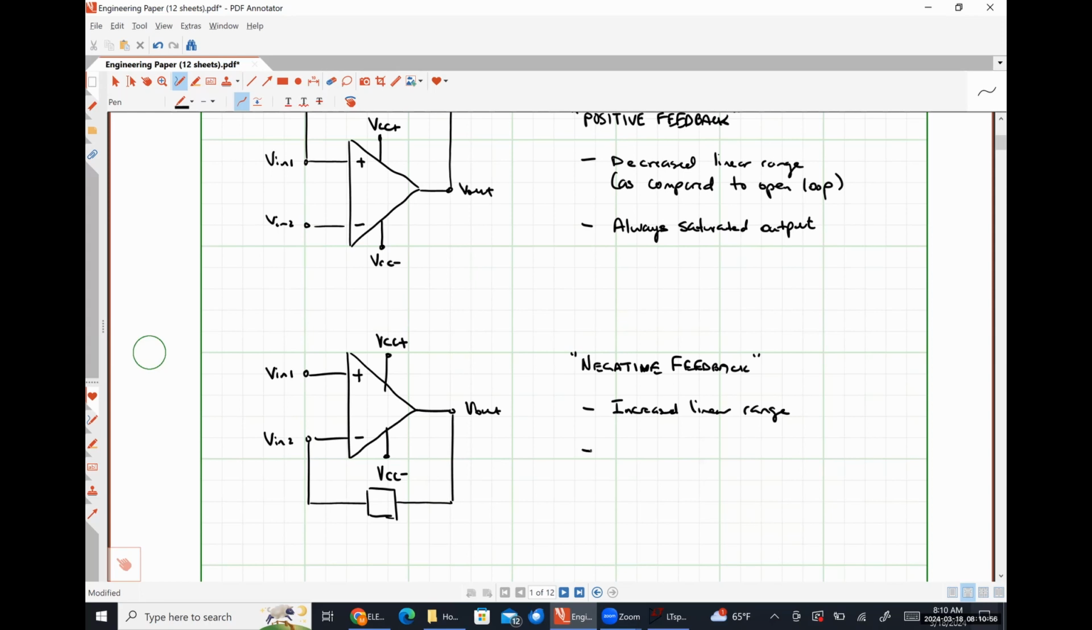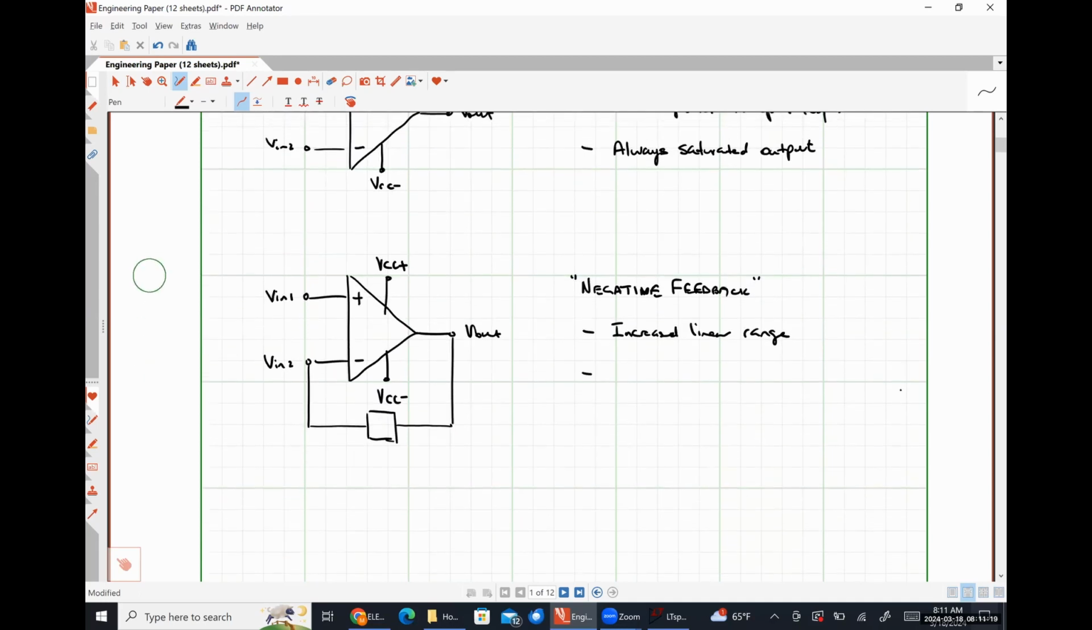And there are a few other characteristics of negative feedback, some of which aren't really going to make sense because we're not talking really about frequency response or anything at this point. But we're going to see that for an amplifier that has negative feedback, it'll have increased bandwidth.